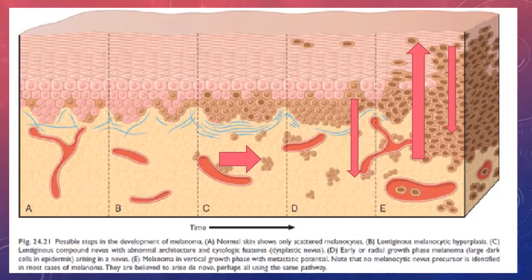So this is a very good diagram showing the development of melanoma. Normal skin shows only scattered melanocytes. In B, lentiginous melanocytic hyperplasia is seen, with expansion of melanocytes along the dermo-epidermal junction, as you can easily appreciate in B. Then you see the lentiginous compound nevus with abnormal architecture and the cytologic features of dysplastic nevus cells.